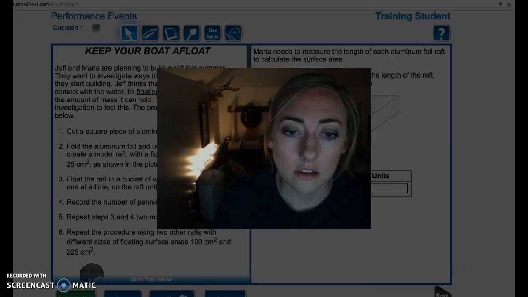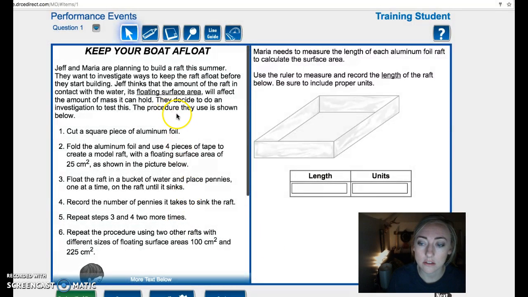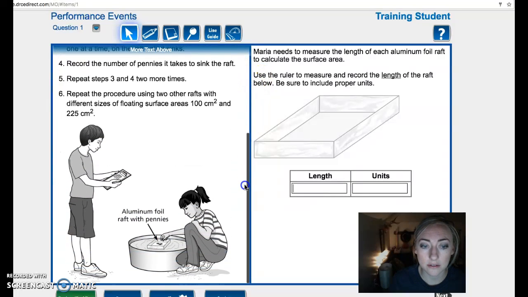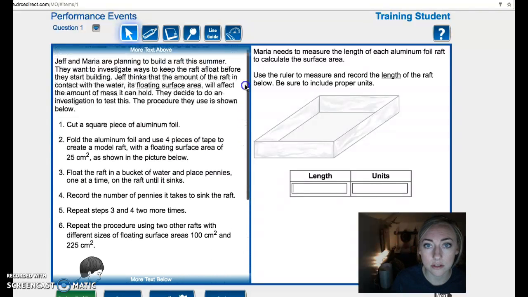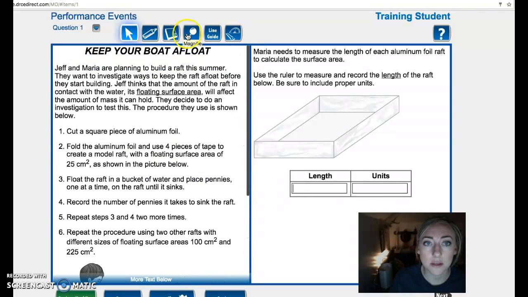So let's look at the screen. So this is what you came upon when you were looking at the practice. So this side over here gives you the science investigation that they're doing. It tells you how they did the experiment, steps 1 through 6, and then you can scroll down to see a picture. So make sure that you always, if you have the ability to scroll, go ahead and do that.